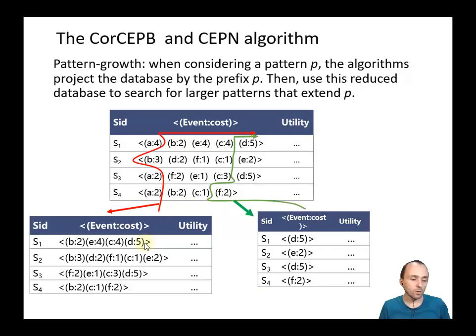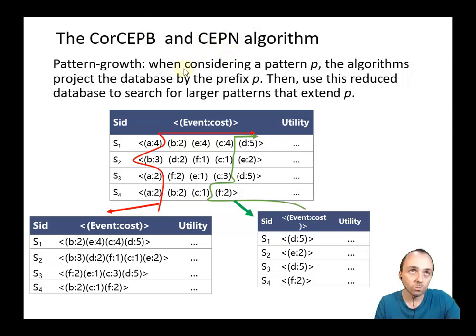So now, to tell you a little bit about the two algorithms, the first one is called CEPB, or core CEPB. Actually, we use two names in the paper. CEPB means without the correlation, and core CEPB means with the correlation. It's about the same thing. And CEPN is for the numeric utility.